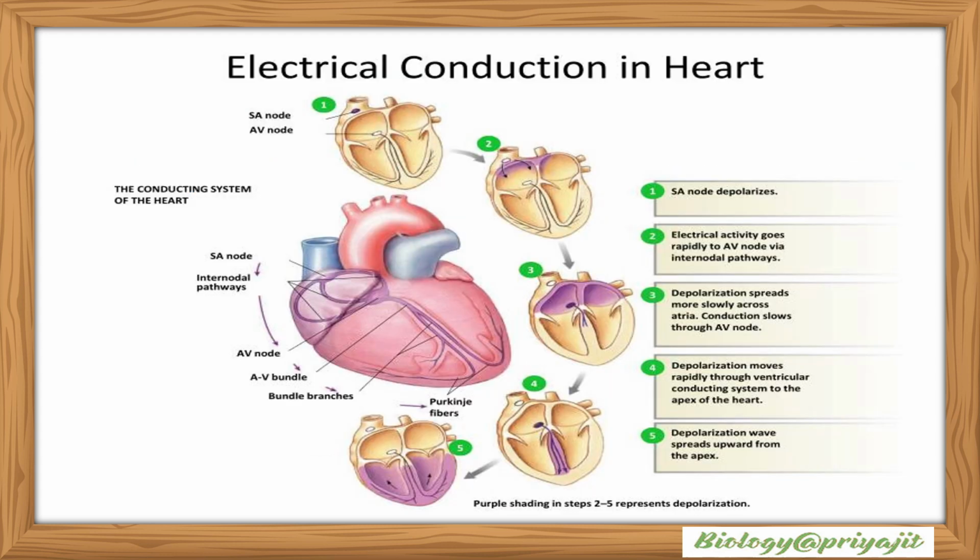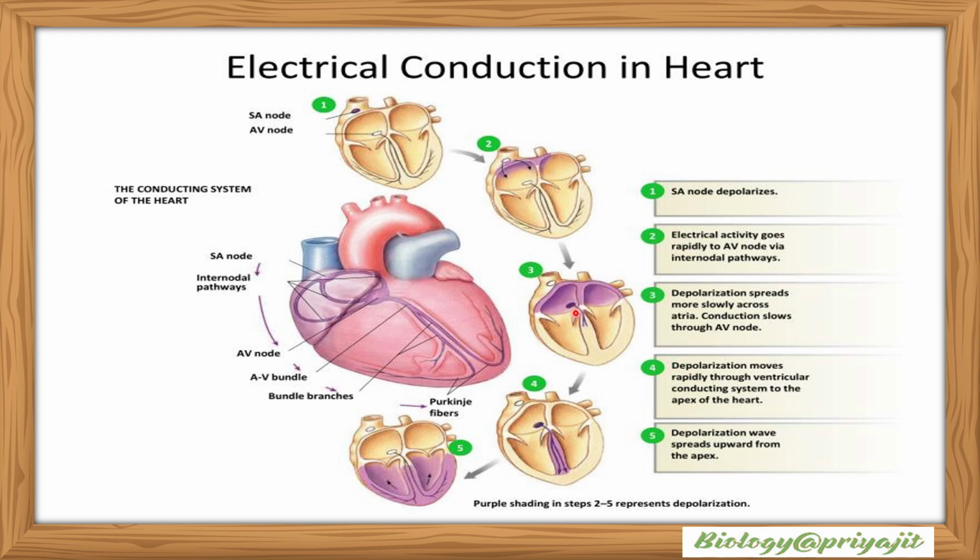The image shows the SA node first depolarizes, the first image. The second one, electrical activity goes rapidly to the AV node via the internodal pathway. The purple shading in steps 2 to 5 represents the stages of depolarization. The third, the depolarization spreads more slowly across the atria. This is the atrial region, right atrium and left atrium.